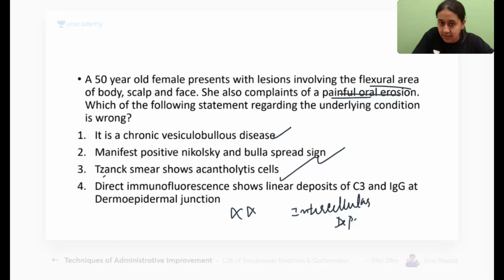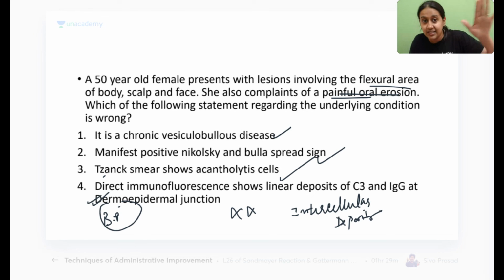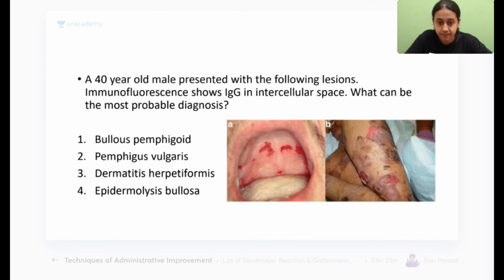You have intercellular deposits in the patients of Pemphigus vulgaris. The linear deposits is a feature of bullous pemphigoid. Very nice. This is a feature of bullous pemphigoid. I hope now it becomes easy for you to understand. Clear? Now quickly move, we should go to the next question without any delay.